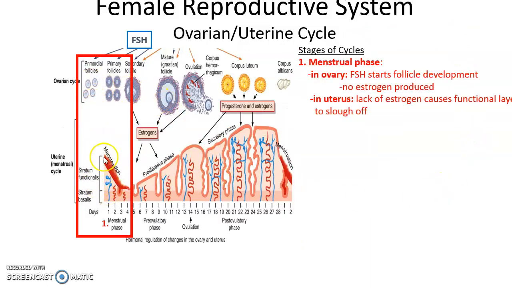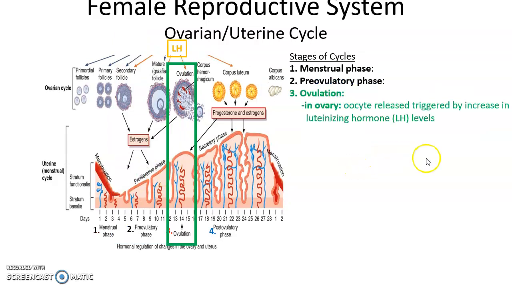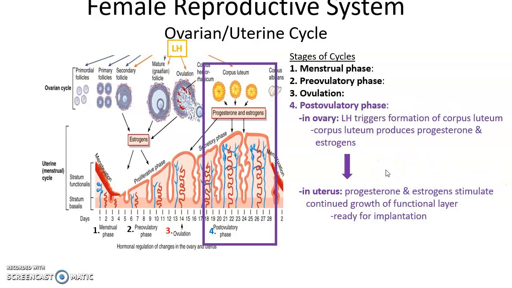So, the menstrual phase is when the functional layer is sloughed off. Follicle-stimulating hormone is being produced to cause the follicle to develop. Low levels of estrogen. The functional layer sloughs off. Then the pre-ovulatory phase, this is when the follicle is producing just estrogen, reforming the functional layer. Then we have ovulation occurring when there's a high level of luteinizing hormone present in the bloodstream.